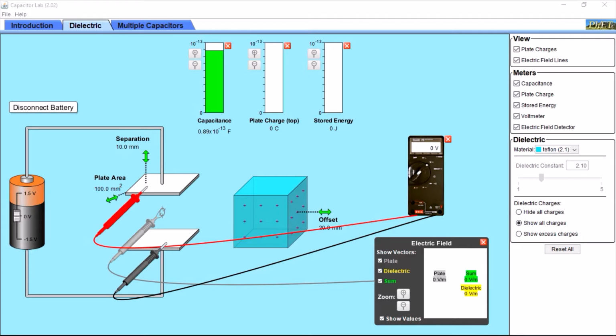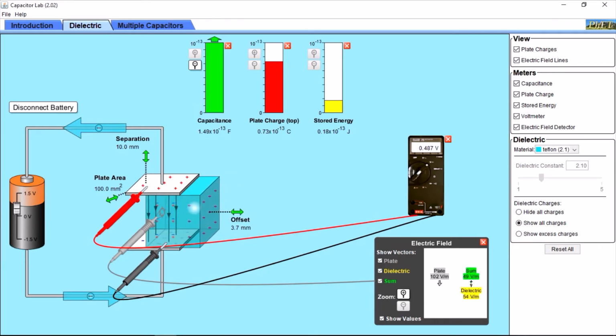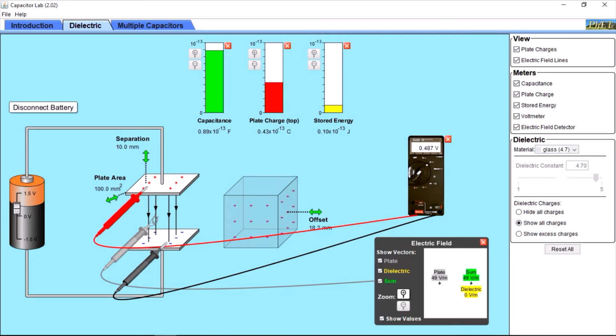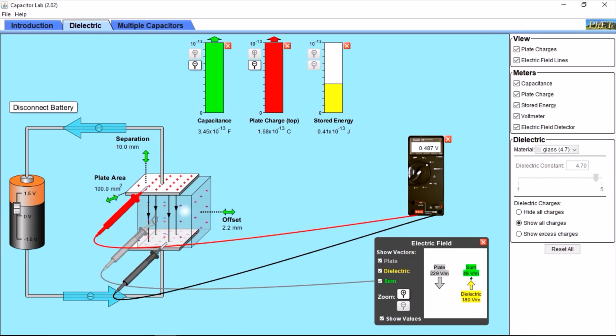When we increase the voltage across the plates, electric field lines are forming, plate charges are forming, and we have stored energy in the capacitor. Let's see what will happen to the stored energy when we insert a material. For example, I will choose Teflon. When we insert the material in the capacitor, as you can see, the plate charge is increasing and the stored energy is increasing. Let's try to change the dielectric material, for example, to glass, which has a dielectric constant of 4.7. Let's see what will happen to the electric field with the same voltage. It's increasing, and the stored energy is increasing.